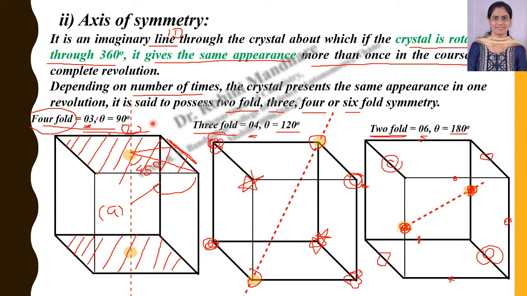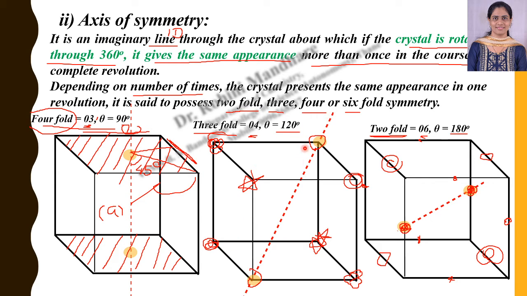For axis of symmetry, we saw that it is an imaginary one-dimensional line through the crystal, about which if the crystal is rotated through 360 degrees, it gives the same appearance, so that will be an n-fold axis. In four-fold, 90 degrees is the angle of rotation. After every 90 degrees you will find that you are getting a similar kind of appearance. In three-fold it will be 120 degrees, so after 120 degrees rotation you will get it.